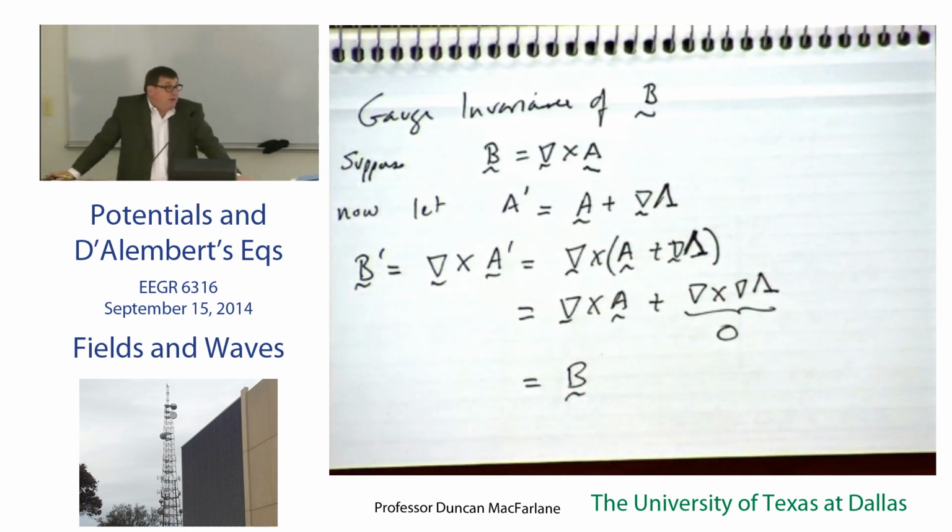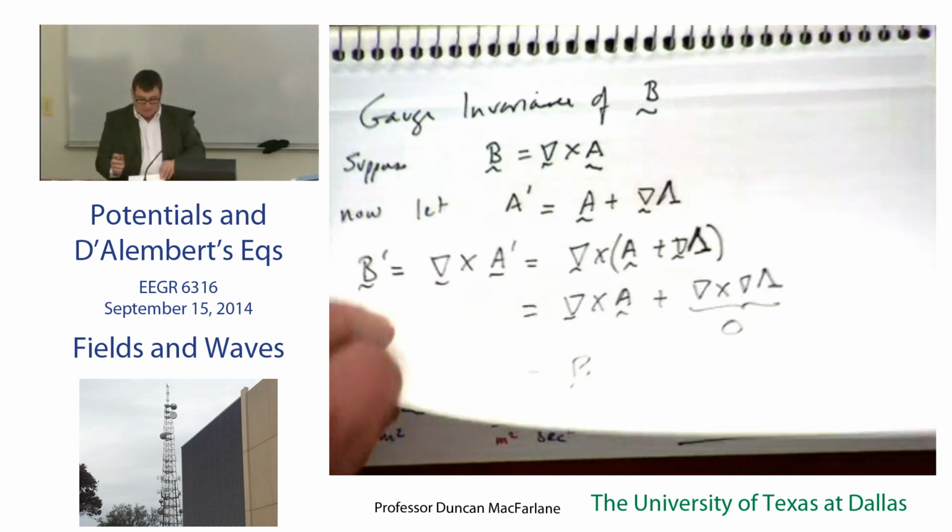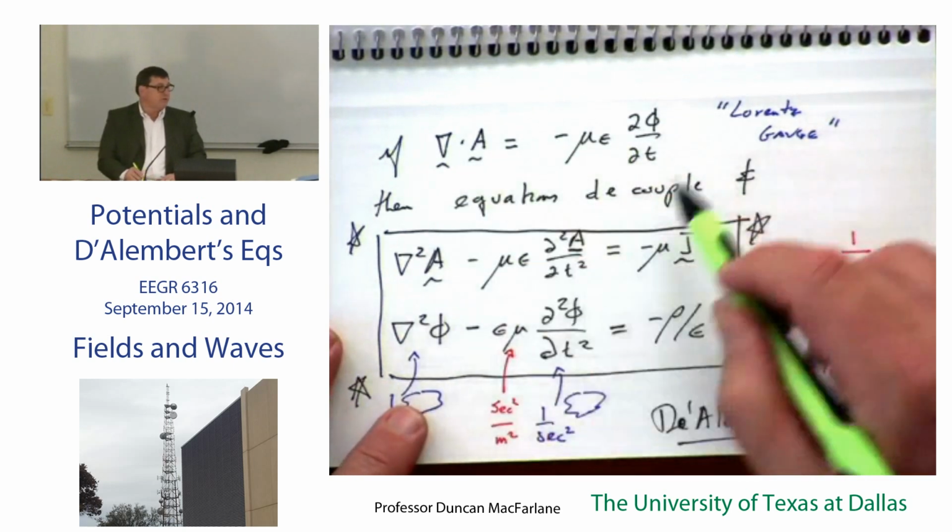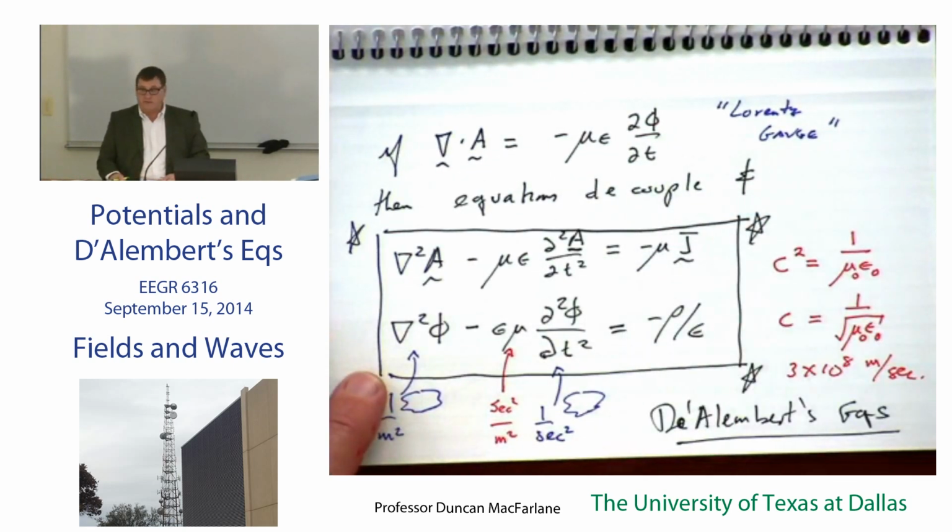So B prime that I calculate from A prime is exactly the same as B, and so I've got some degree of freedom in there, and that's what we mean by being able to set the right gauge, the right field in just the right manner, to be able to cancel that.